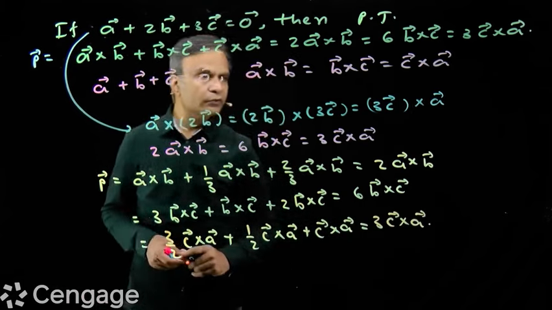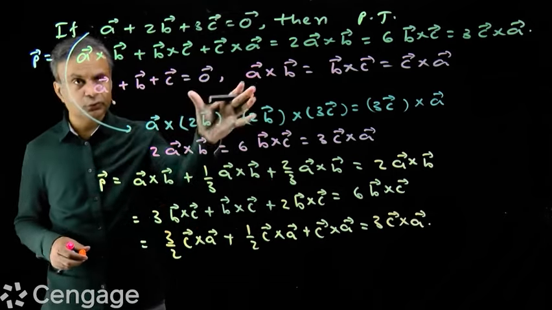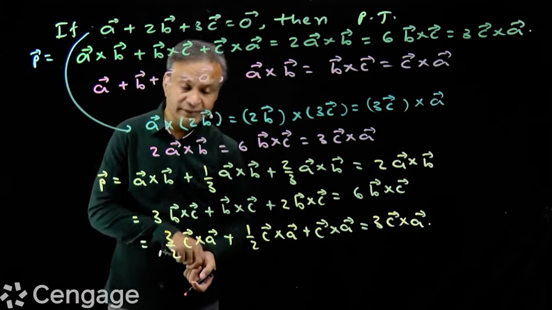Okay, so here using this standard result we are proving this. We used this result to prove it. We replaced b with 2b, and c with 3c.